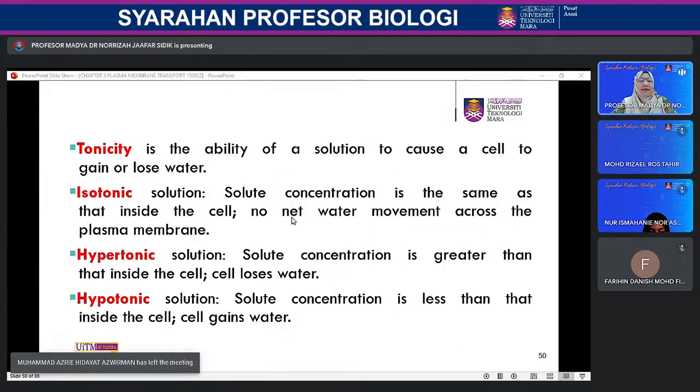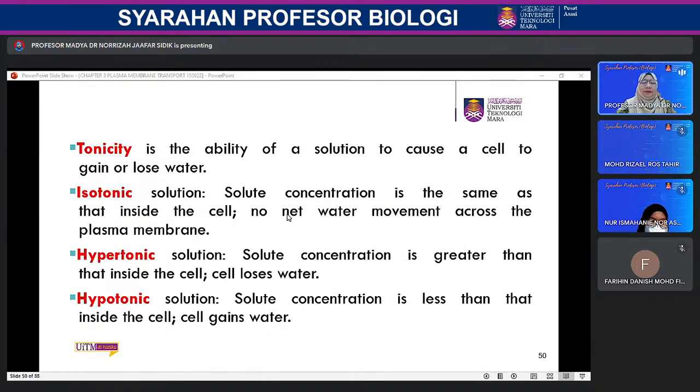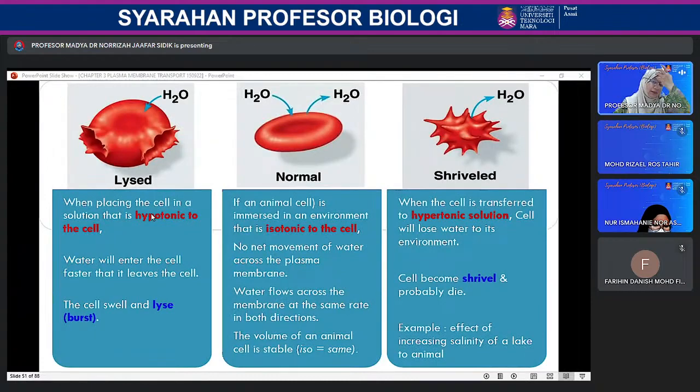Okay, now we look at the different types of tonicity. What is the definition of tonicity? Tonicity is the ability of a solution to cause a cell to gain or lose water. Okay, so there are three types of solution: isotonic, hypertonic, and hypotonic. So we look at the animal cells.